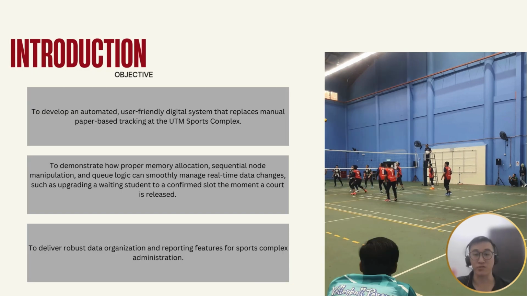So in brief, these are our three main goals for our project. First, to develop an automated user-friendly digital system that replaces the manual paper-based tracking methods currently used in the UTM Sport Complex. Second, to demonstrate how proper memory allocation, node manipulations, and queue logic can smoothly manage real-time data changes, such as upgrading a waiting student to a confirmed slot the moment a court is released. Third, to deliver robust data organization and reporting features for sport complex administration.